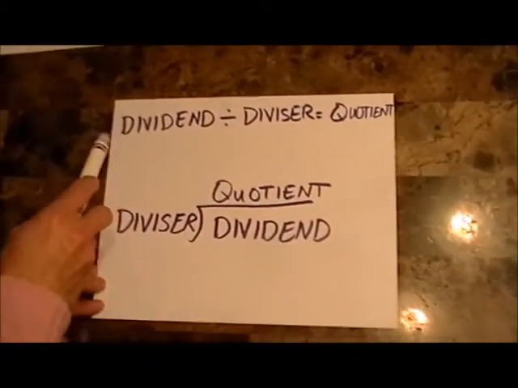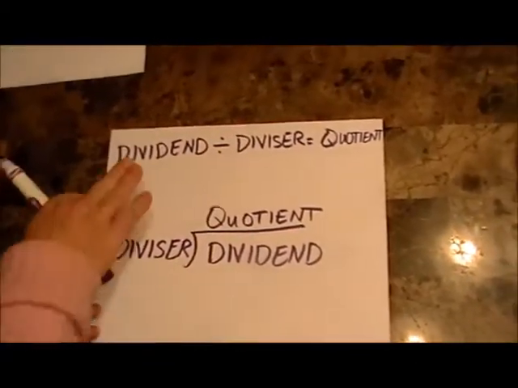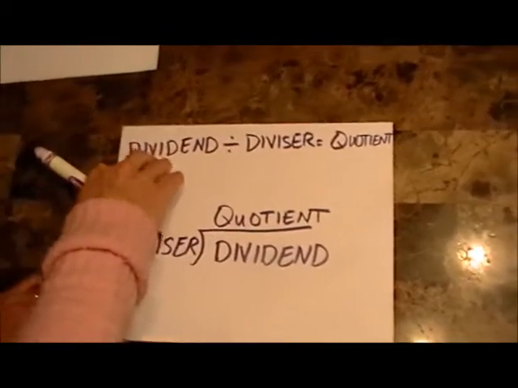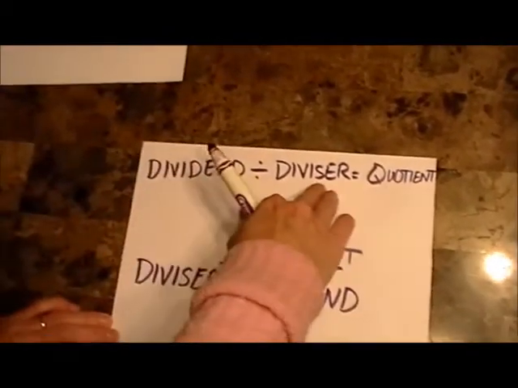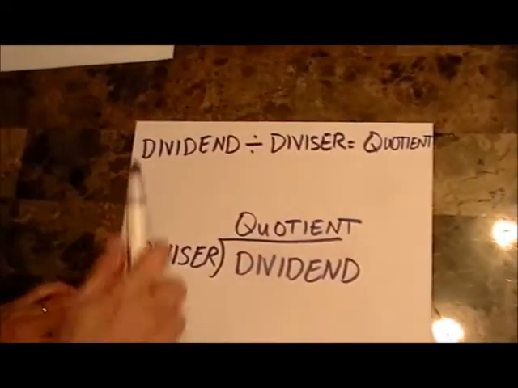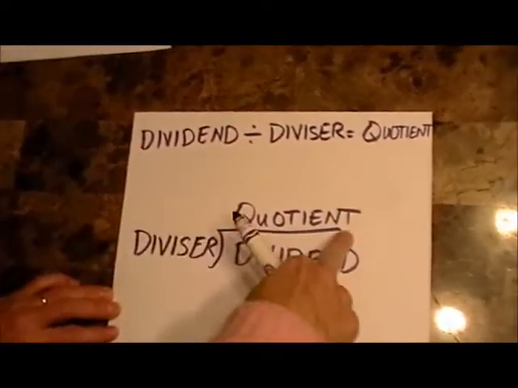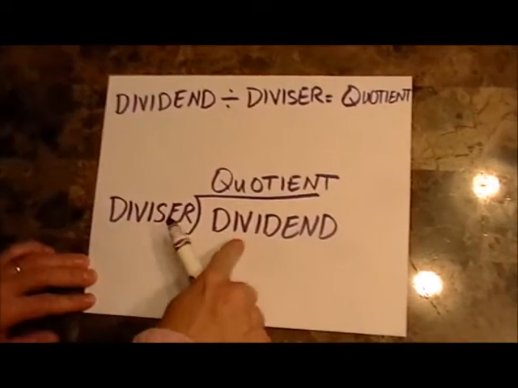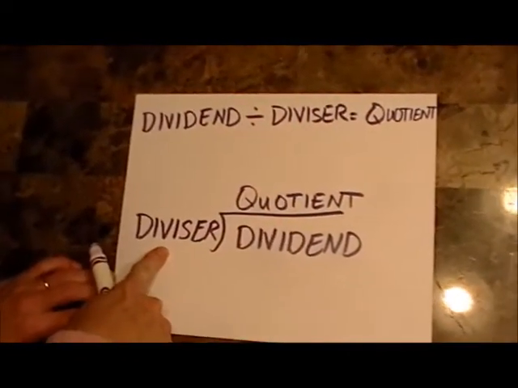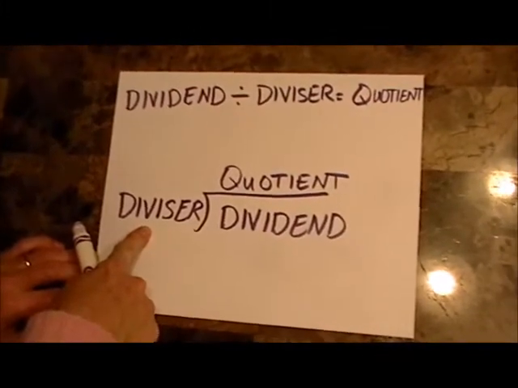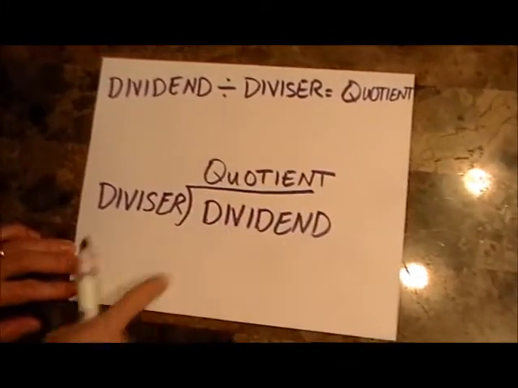We need to know our math vocabulary. I've replaced the numbers with the words. Dividend divided by divisor equals quotient. When we put it into our long division box, we put the dividend inside the box, and we put the divisor outside the box. That's what we're dividing by. It has to be a whole number. And then the quotient is our answer that goes on top.